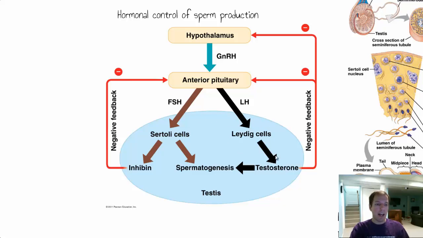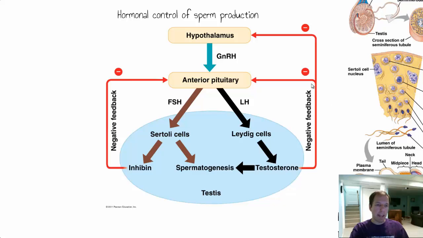Luteinizing hormone stimulates the Leydig cells. You can see the oval here for the testis, of which again there are two testes. Testosterone is going to be produced by the Leydig cells. That testosterone is going to stimulate spermatogenesis in the testes. The anterior pituitary makes follicle stimulating hormone, which stimulates the Sertoli cells to undergo spermatogenesis, to make those sperm.